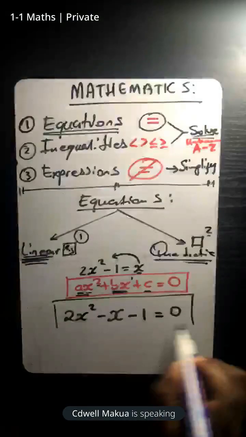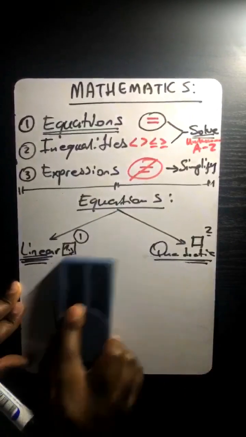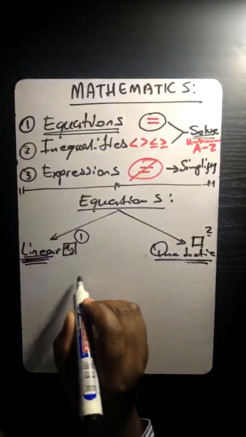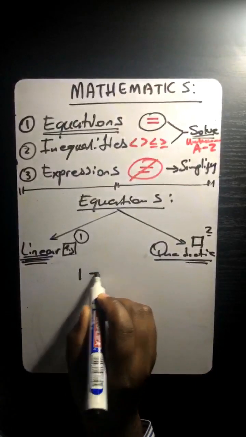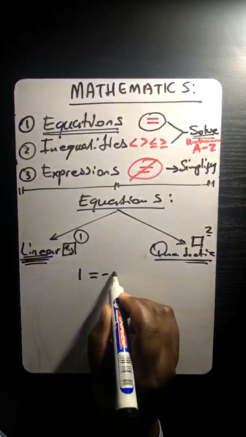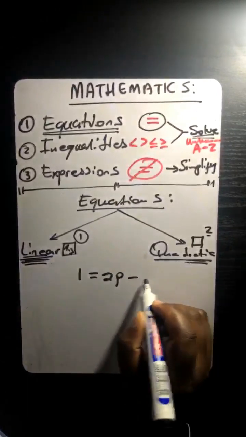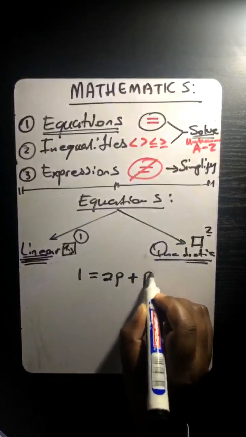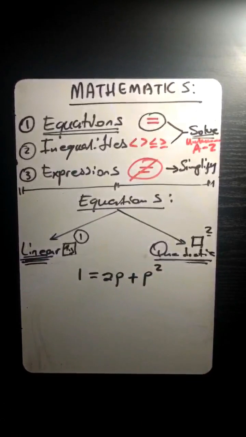It's clear. Yeah. So let me give you this one. Maybe 1 equals 2p plus p squared. Try to reshuffle this one into the standard form.